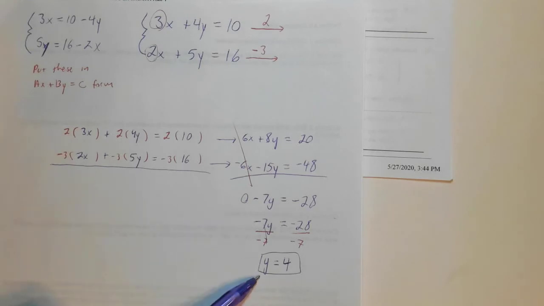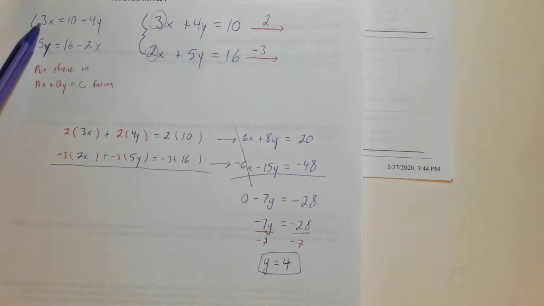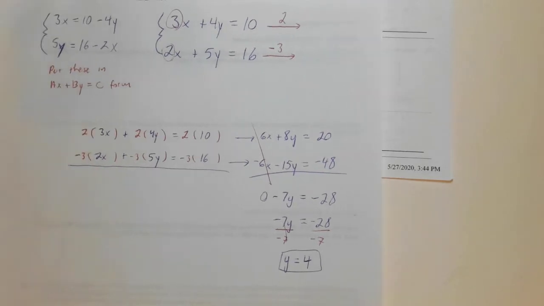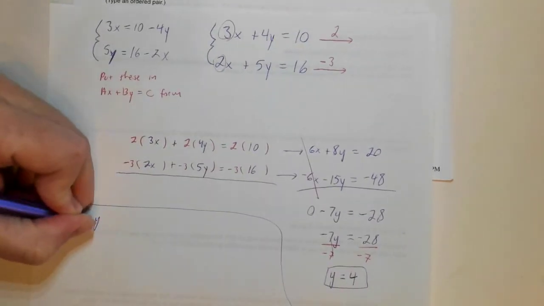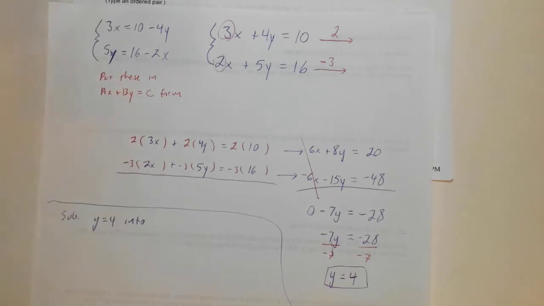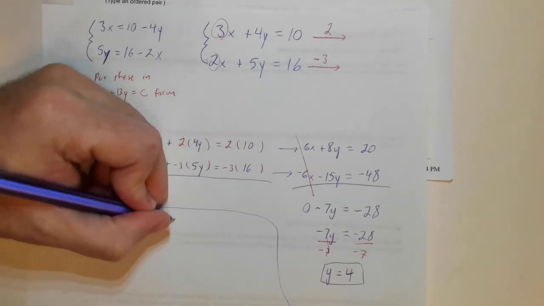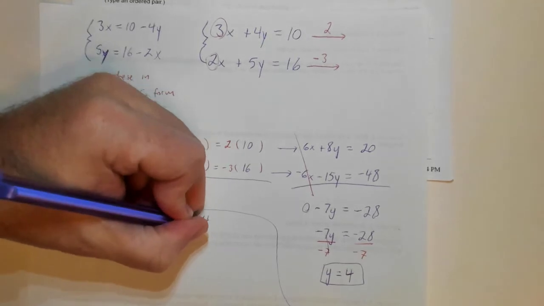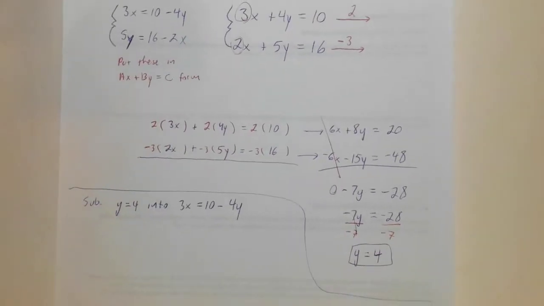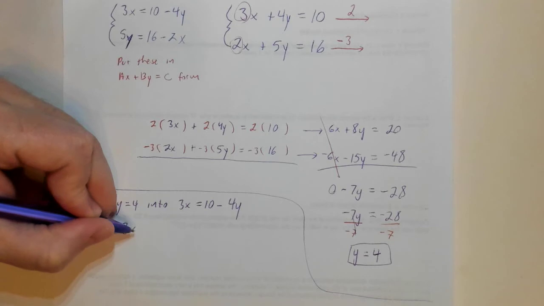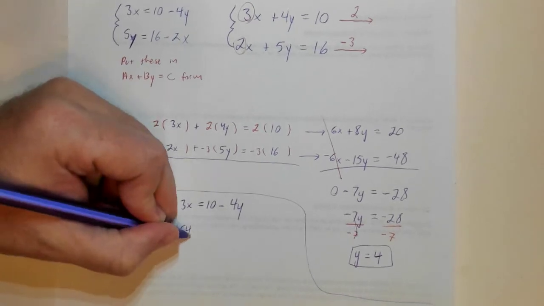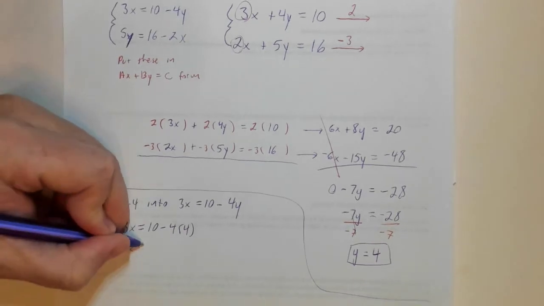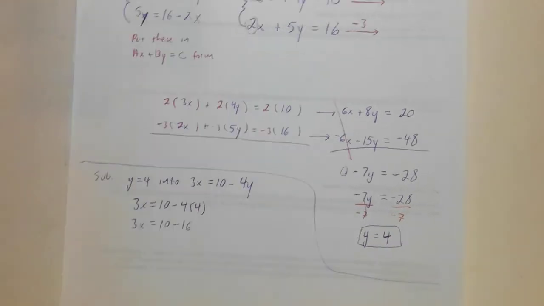So I'm actually just going to plug this into, I think I'm going to plug it into the first equation, but I could plug it into the first or second. Okay. So substitute y equals 4 into either equation, but again, I'm going to plug it into 3x equals 10 minus 4y. So 3x equals 10 minus 4 times 4. 3x equals 10 minus 16.